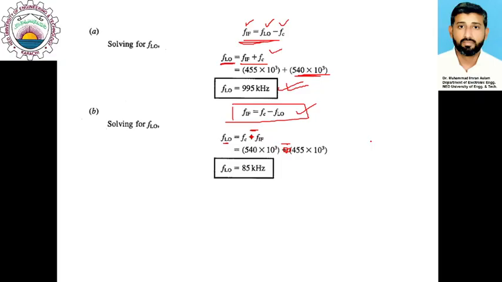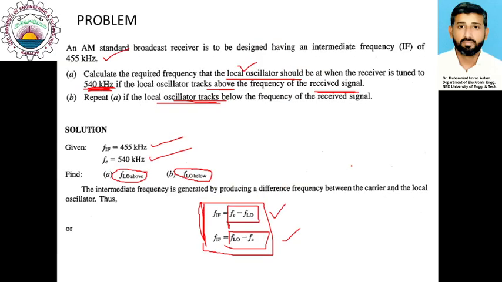So it will be 540 times 10 raised to the power 3 minus 455 kilohertz. So you get a local oscillator frequency equal to 85 kilohertz, which is below the carrier frequency. You can easily see that the local oscillator frequency is now below the carrier frequency. That means if we use a local oscillator of 995 kilohertz or 85 kilohertz, in both cases we can convert the incoming 540 kilohertz signal to the intermediate frequency stage of 455 kilohertz.